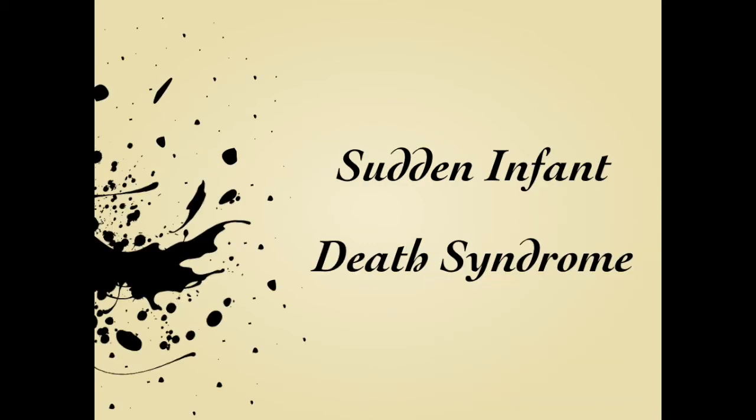Sudden infant death syndrome, also known as SIDS and crib death, is the sudden and unexplainable death of an apparently healthy infant between the ages of 2 weeks and 1 year that typically occurs while the infant is sleeping. This happens more often among babies who sleep on their stomach. For this reason, it's recommended that infants be put down to sleep on their back or side.